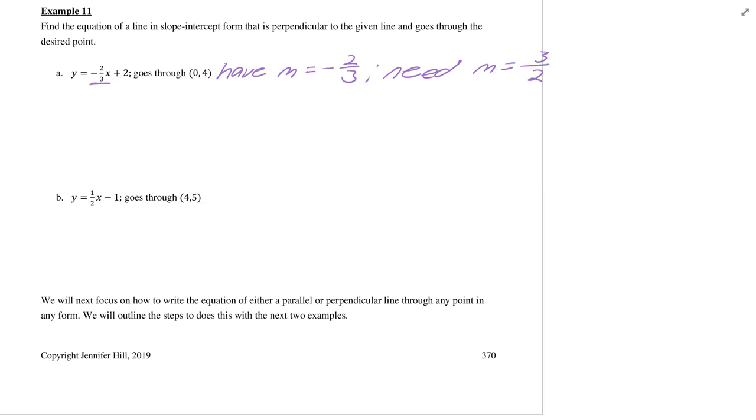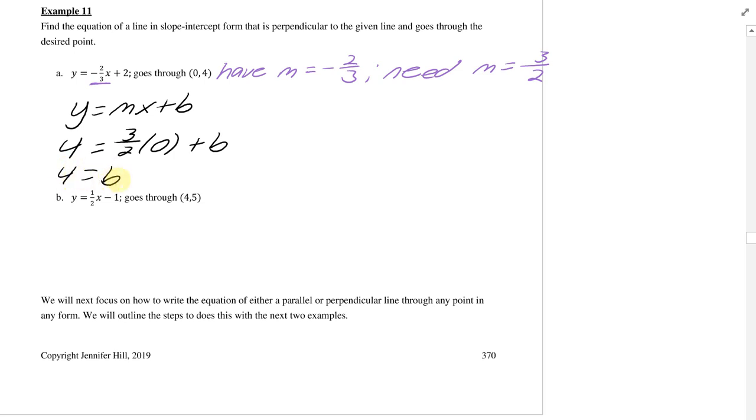And now from here I can go ahead and I'll use my y equals mx plus b form. So let's see, this will be 4 equals 3/2 times 0 plus b. So what I get is that my b is just equal to 4. So then this is going to be y equals 3/2 x plus 4.